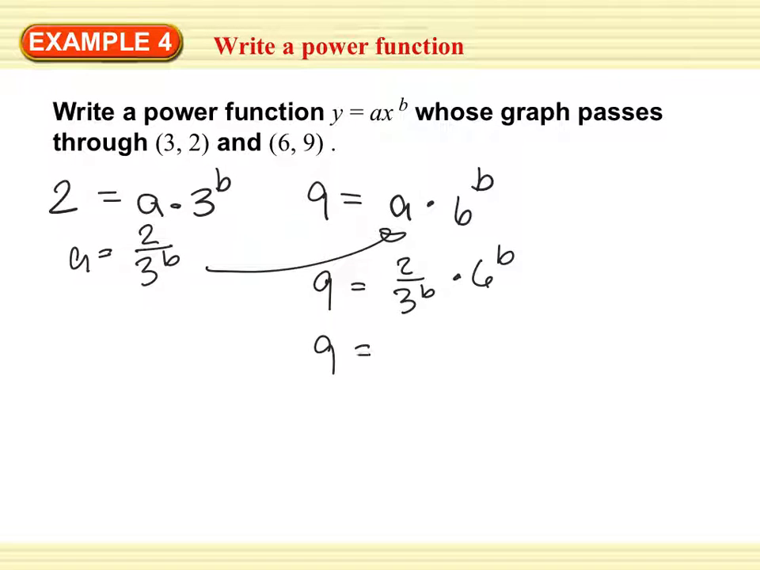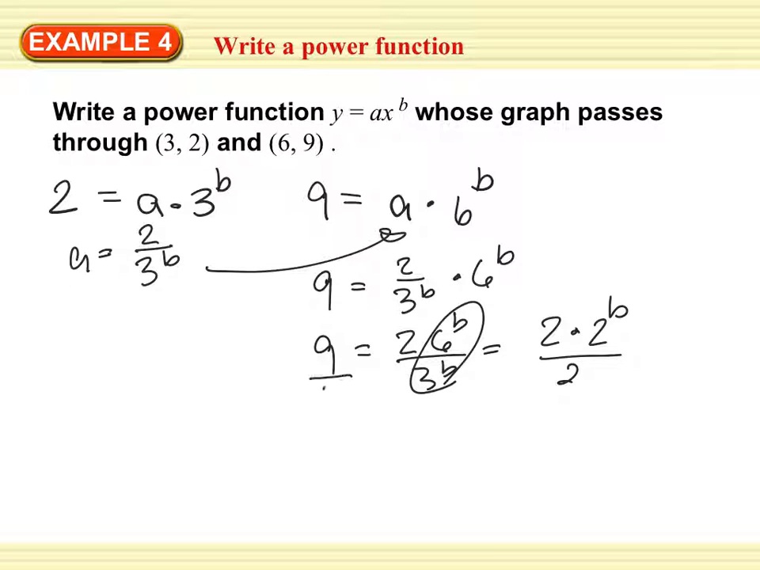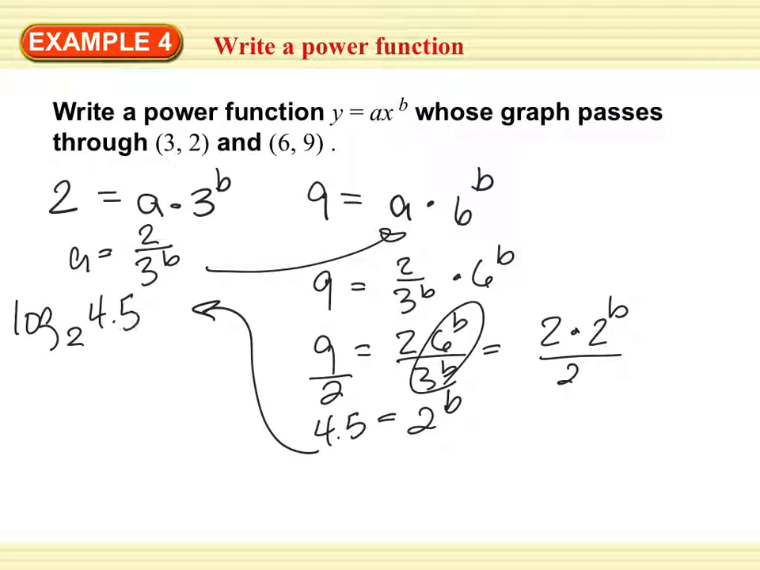That right there simplifies to 2, 6 to the b over 3 to the b. Simplify this right here: 2 times 2 to the b. Divide both sides by 2. 4.5 equals 2 to the b. Now we're going to do the natural log. So I'm going to change that from exponential into log form. So log base 2 of 4.5 equals b, right?